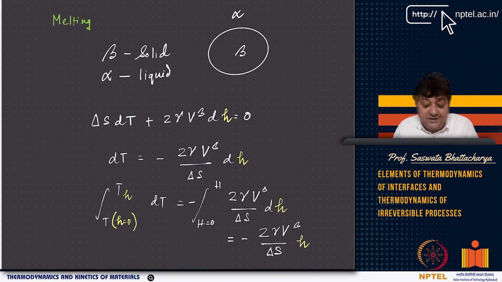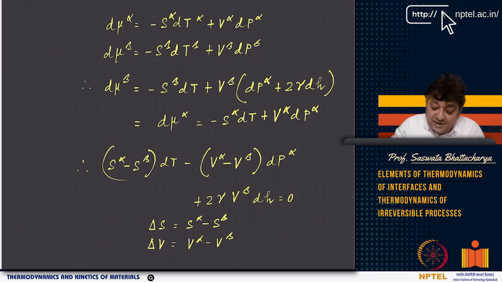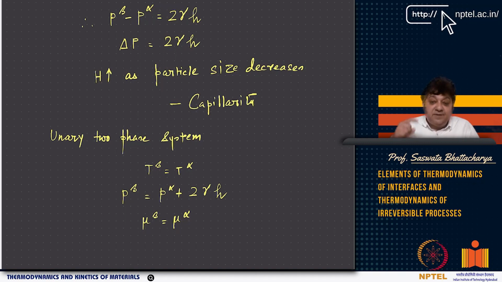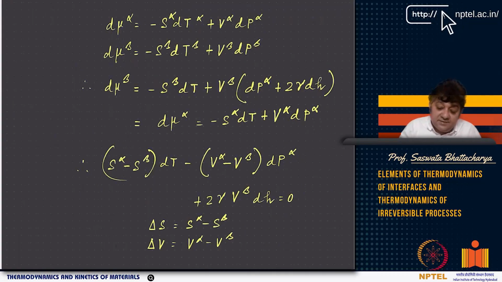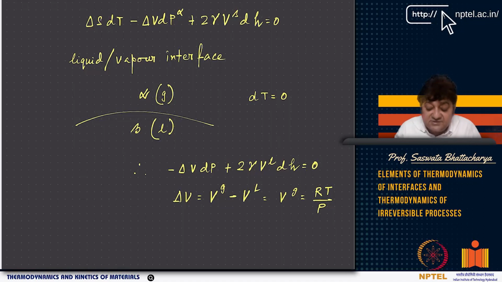Then you have the other process of melting. Here, what is happening? Your pressure has increased because of the curvature, P beta equals P alpha plus 2 gamma H. Again, this is positive curvature. If your curvature were negative, then it would have decreased. So that is for the unary two-phase system.